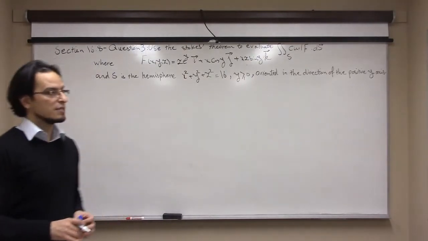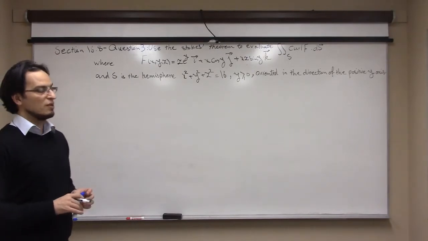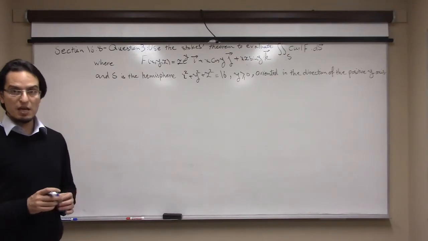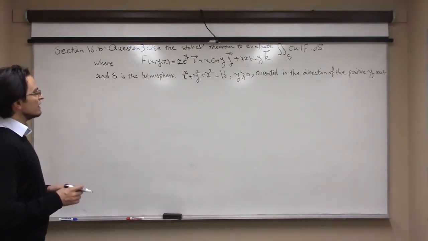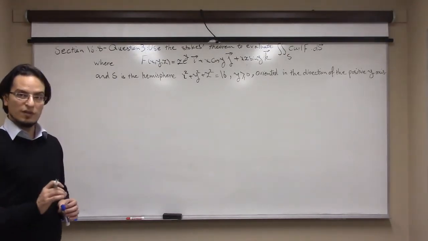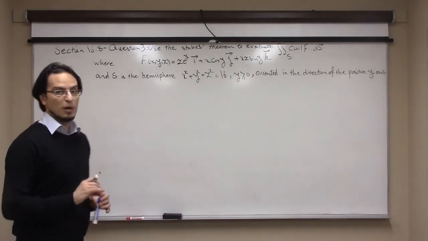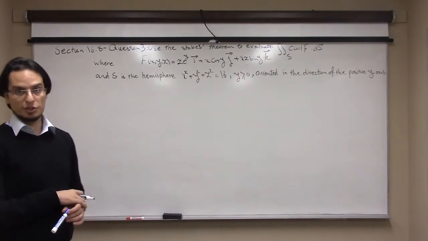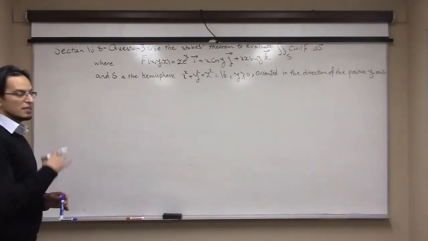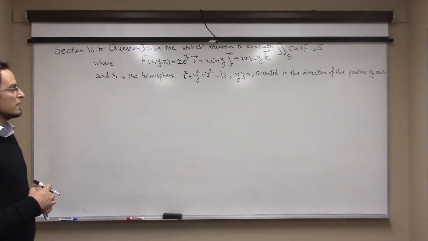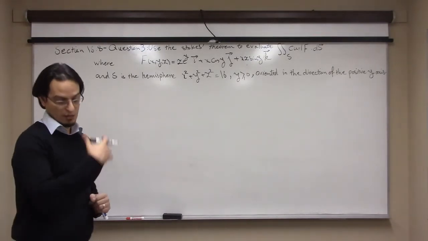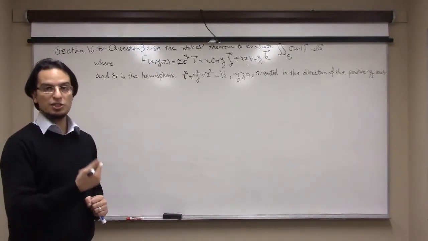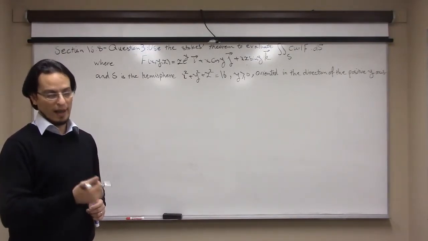The question asks to use Stokes theorem to evaluate the surface integral of curl of F dot dS, where the vector field is z e to the y as the first component, x cosine y as the second component, and x z sine y as the third component. And the surface is the hemisphere x squared plus y squared plus z squared equals 16 for positive y, oriented in the direction of the positive y-axis.